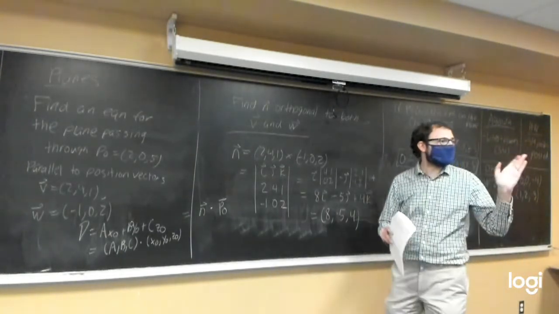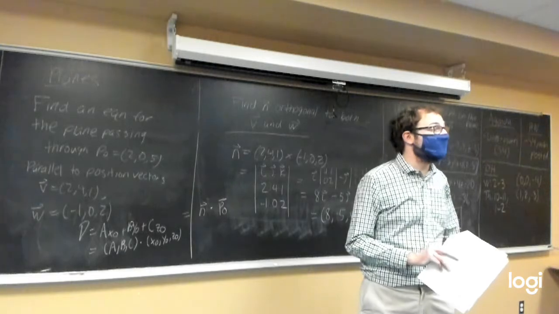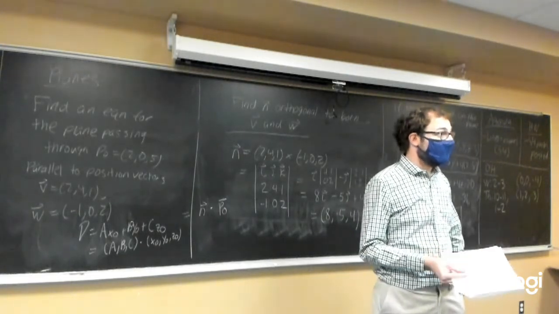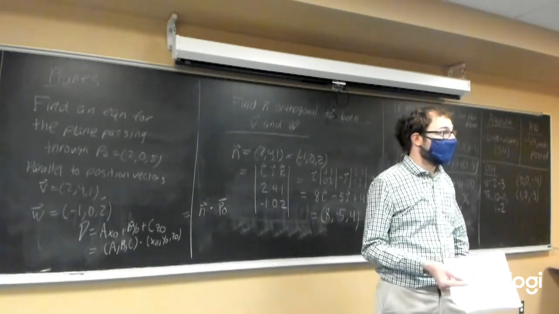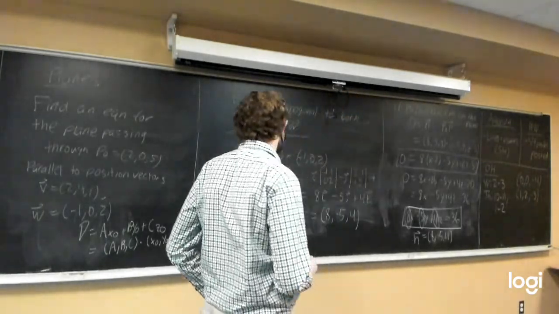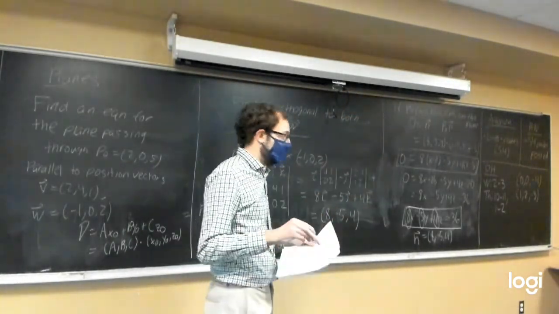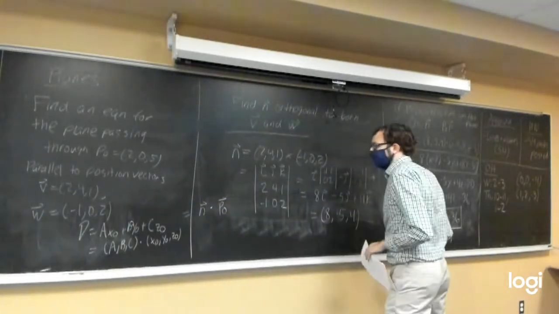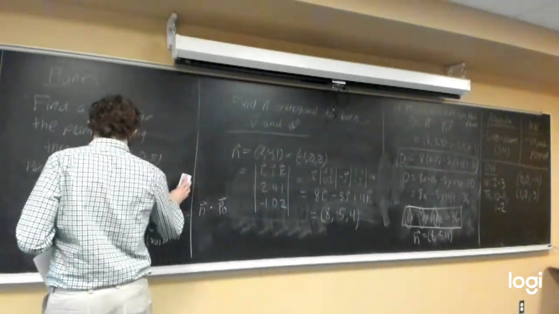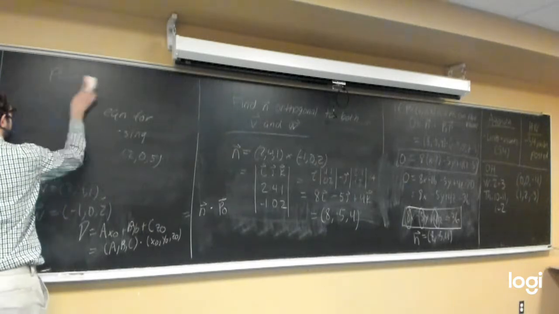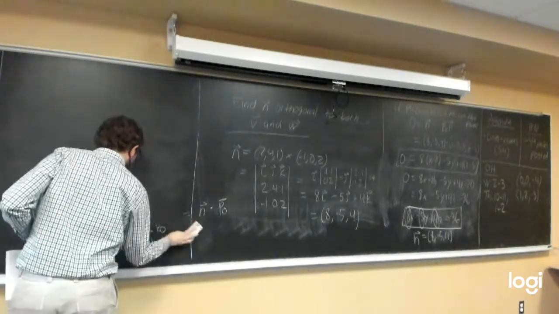So Avery, I think you mentioned earlier, what would happen if we had taken W cross V instead of V cross W here? Well, I think that's a good question, so let's explore what would happen if we did that. I'm going to go ahead and erase this. I think we're done with that for now.